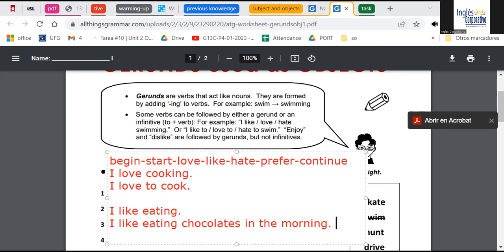So what's the meaning? Comer chocolates en la mañana. Okay. So what I want you to notice is that this is general and this is more specific, right? Specific. So I like eating chocolates in the morning. Me gusta comer en general. And here, me gusta comer chocolates, so that's a little bit specific, right? Okay, so now let's continue with some examples.